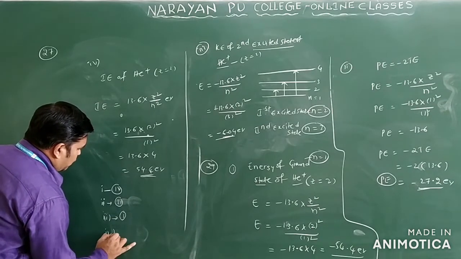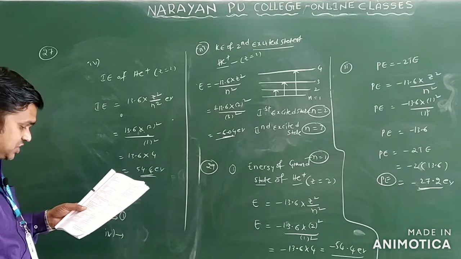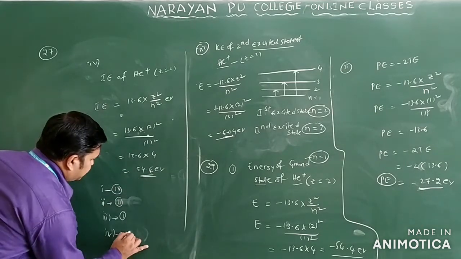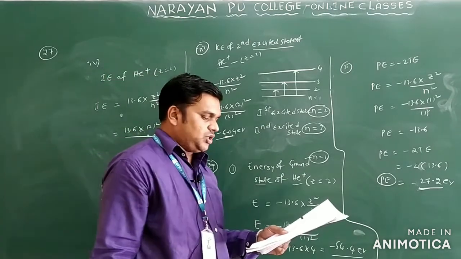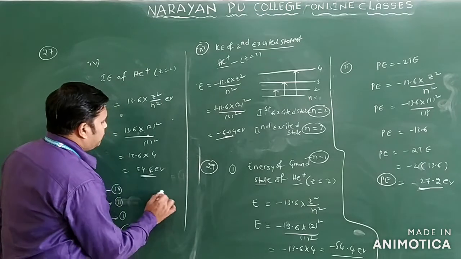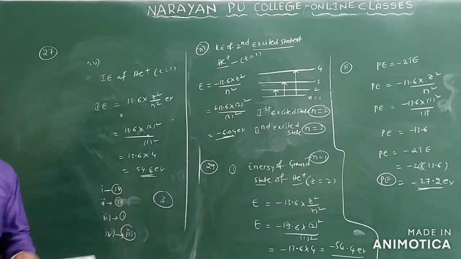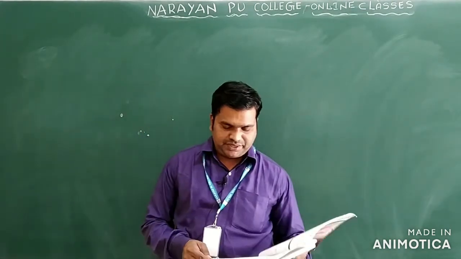And you can see the fourth option we have: ionization potential of He+. We have 54.4, that is option 3. You see what the answer for this question is? We will take option 3 for this question only. So this is the matching question, question number 29. See the next question, question number 30.